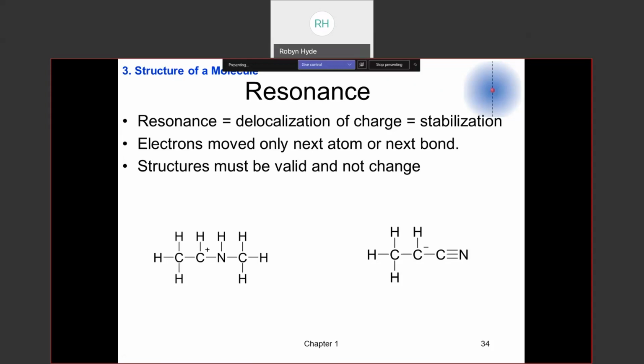And so we can make different kinds of drawings for structures. But electrons are confined a little bit in how far they can move. They can only move to the next atom or to the next bond. And so we need to make sure when we're practicing resonance and drawing new structures that we still follow all of our rules of bonding. So let's do a practice problem on the left with resonance.